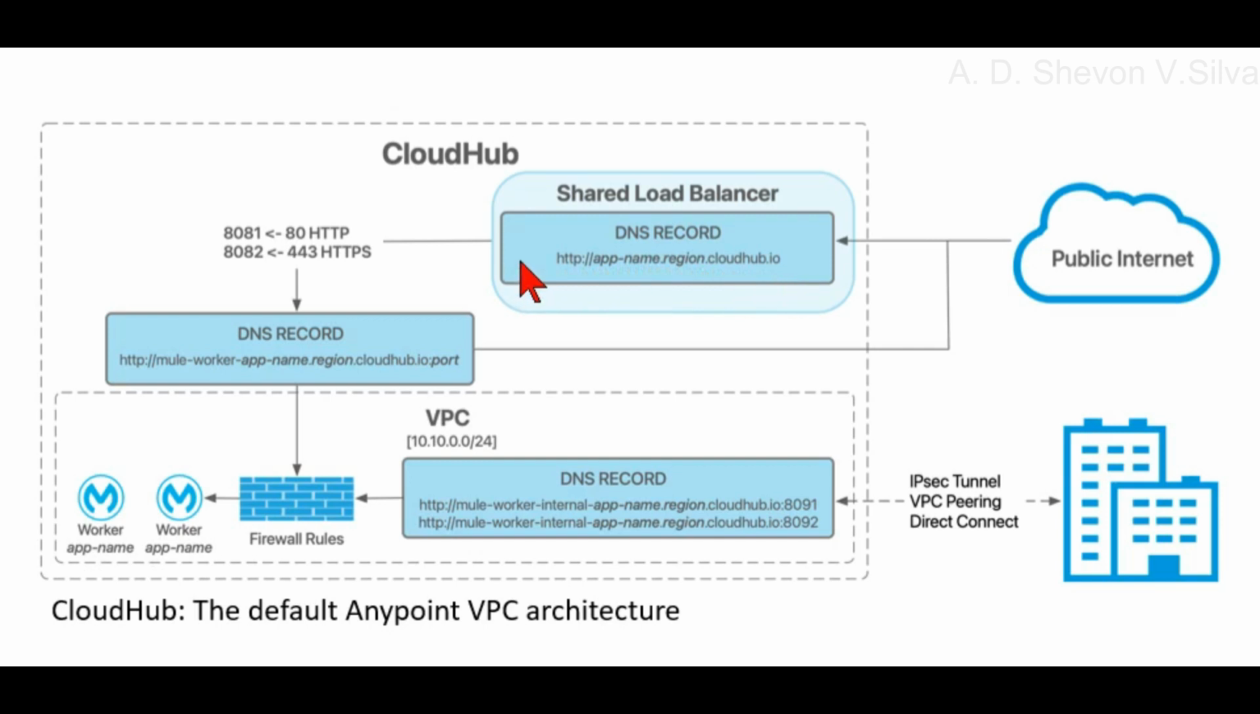Here is the DNS record, http://appname.region.cloudhub.io, and it is connected to the DNS record via HTTP 8081 and HTTPS 8082, 443. Here you can see the DNS record, http://mule-worker-appname.region.cloudhub.io, and the DNS record is connected to firewall rules. Here the worker app names, firewall rules, and DNS records are in the VPC.